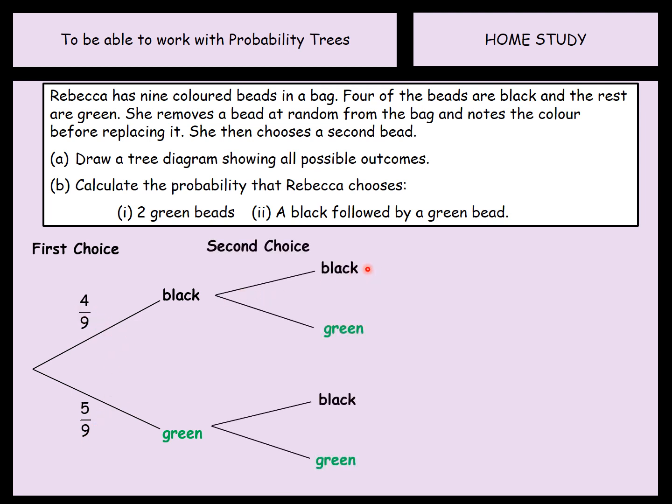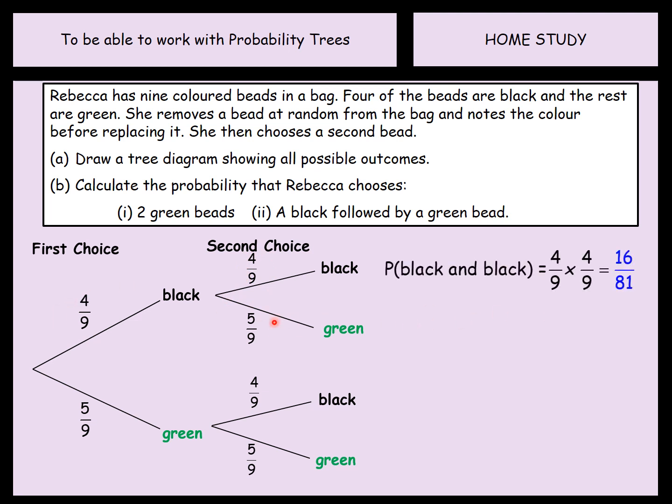Second choice: black, green, black, green. As you come down this branch and you've chosen black, the next choice could be black or green. If you've come down this branch and you've chosen green, again it could be black or green. Probabilities stay the same because the bead has been looked at, written down and then put back in the bag. There is just the same chance of it coming out a second time as it did first.